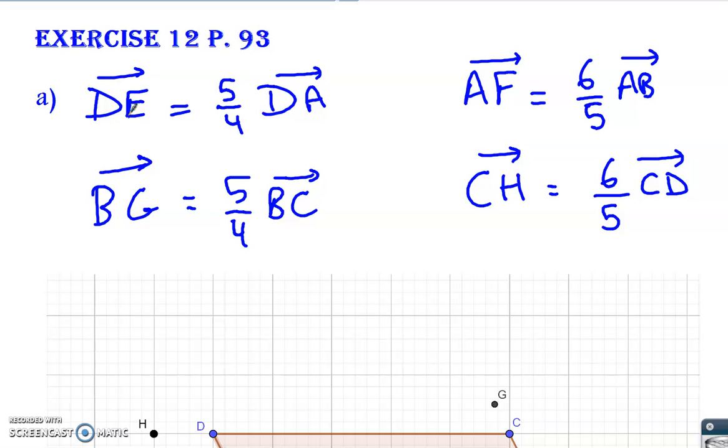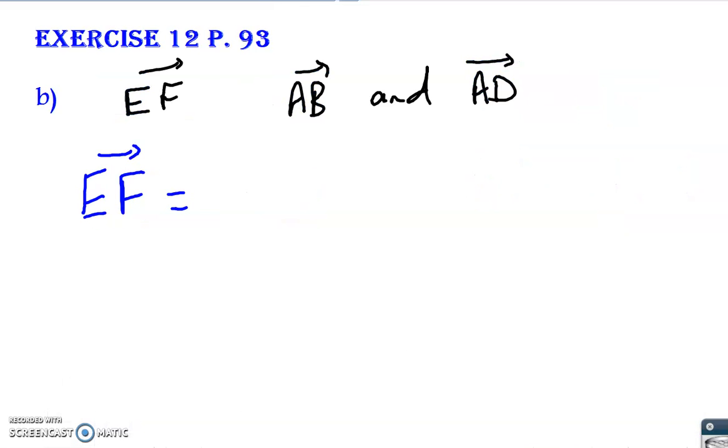So here, notice I have E with D and A with F. So I need to insert either letter D or letter A, or maybe both of them. So let's try the first one. For example, let's insert letter A to get AF. So if we insert letter A, what do we get here? By Chasles's rule, we get EA plus AF.